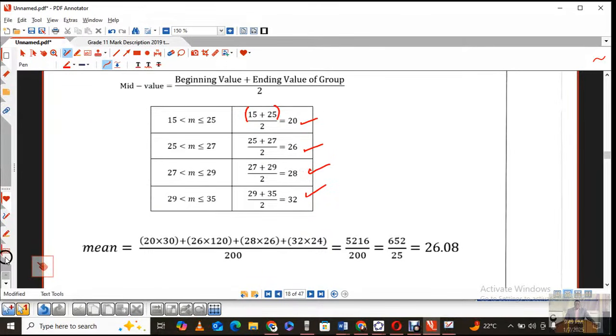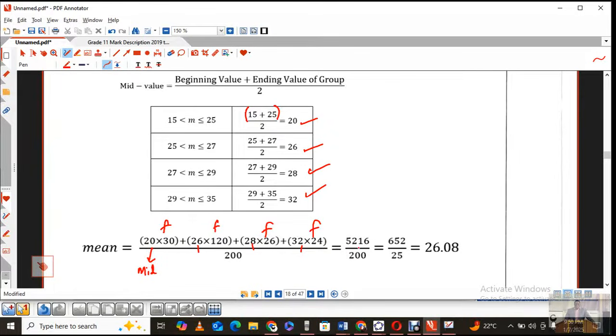And that's what we did over there. So the 30 there is the frequency. Can you see that? That's the frequency. 120 is the frequency. 26 is the frequency. 24 is the frequency. This 20 over here, that's the mid value, that's the mid value, that's the mid value.